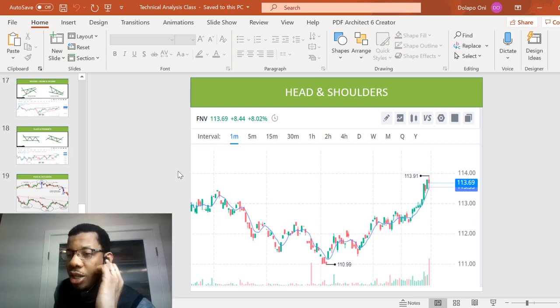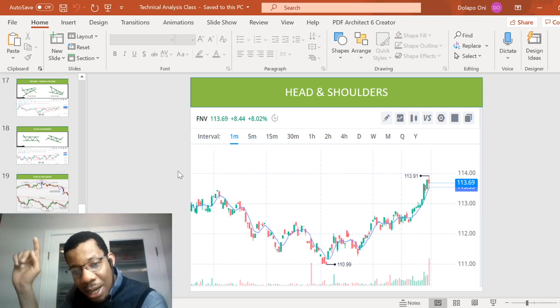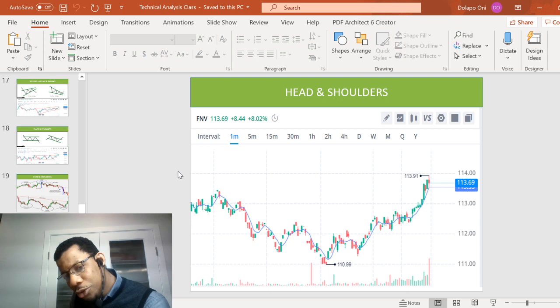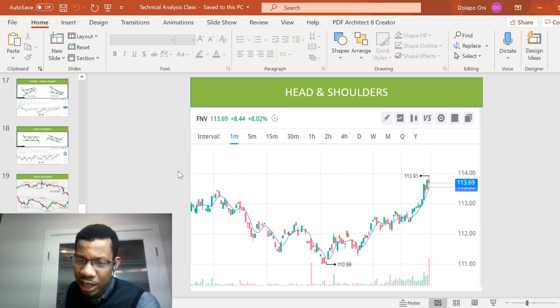Okay, so again, that boils down to strategy. What exactly is your strategy? Someone is asking if I want to buy at that breakout point of a head and shoulder, should I wait until price falls back to that breakout point before I buy, or should I just buy instantly at that breakout point? How strong is that breakout?